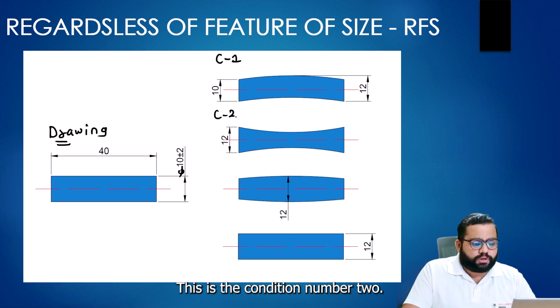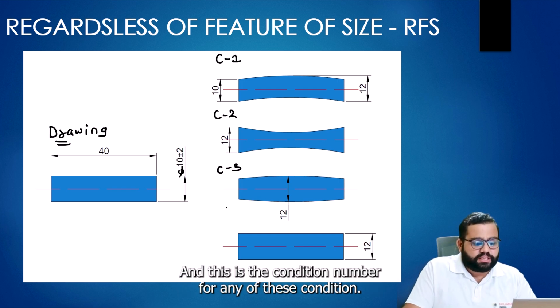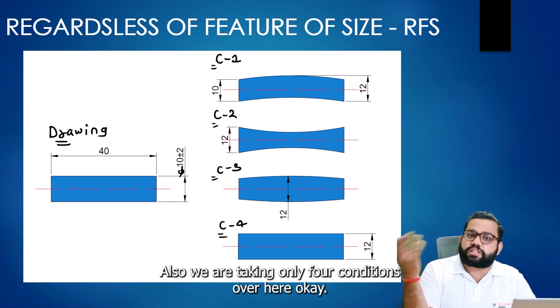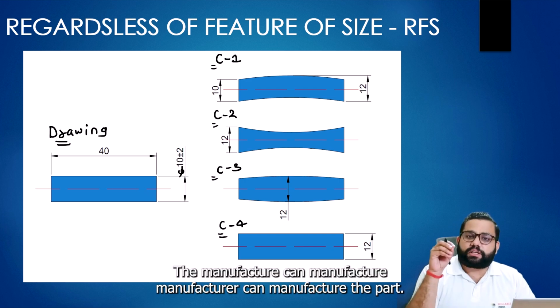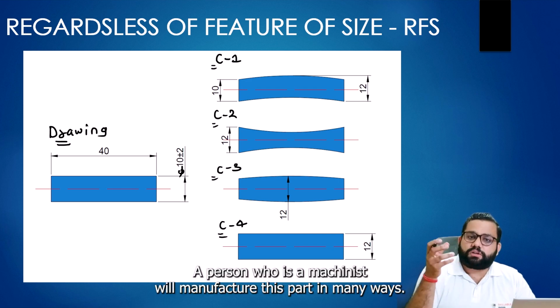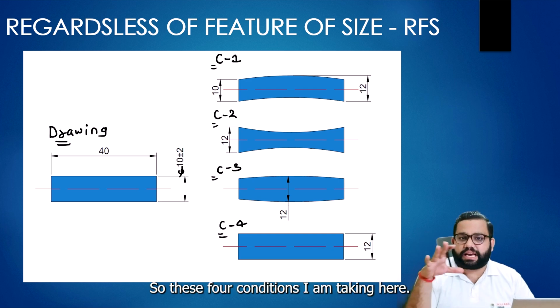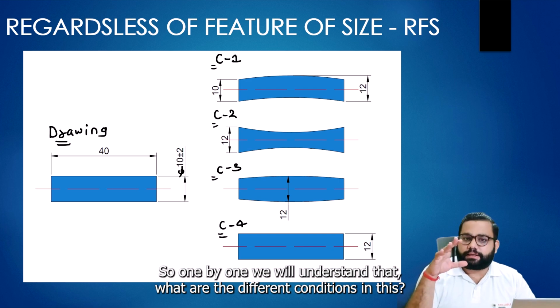This is condition number two. This is condition number three. And this is condition number four. With any of these conditions, this part can be manufactured, and there are multiple conditions also. We are taking only four conditions over here. The manufacturer, a person who is a machinist, can manufacture this part in many ways. So these four conditions I am taking here, and one by one we will understand what the different conditions are.